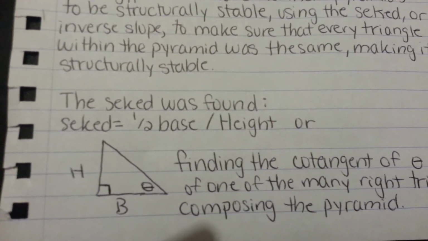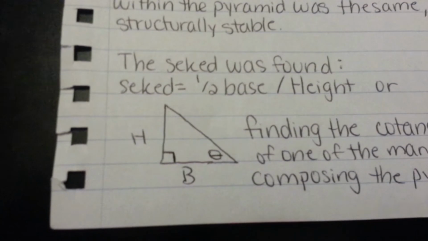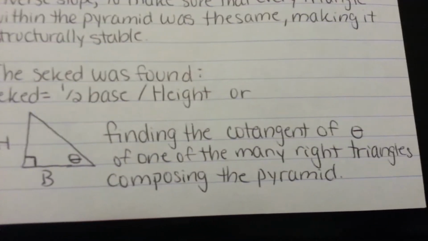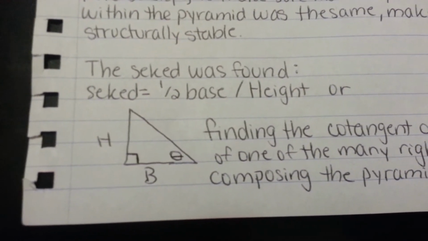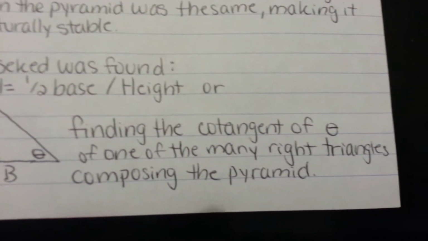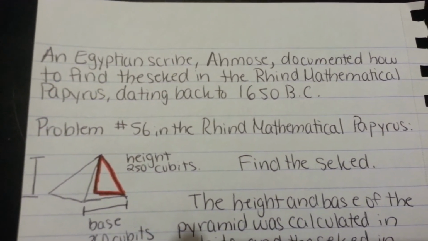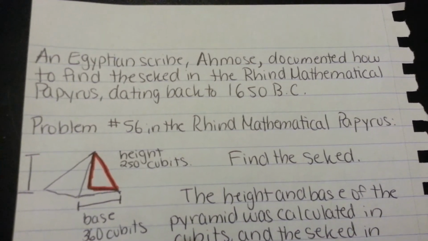And you would find the secant by using 1/2 the base divided by the height, or again, 1/4 of the pyramid, and finding the cotangent of the theta of this 1/4 of the pyramid, which would be one right triangle. An Egyptian scribe, Ahmose, documented how to find the secant in the Rhind mathematical papyrus dating back to 1650 BC.